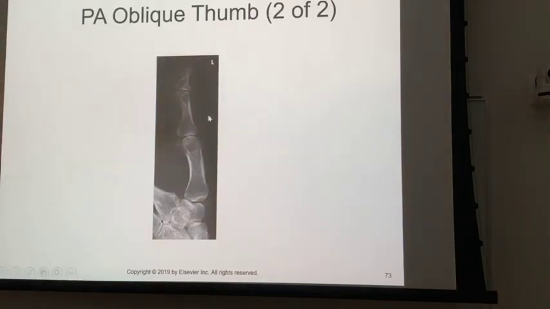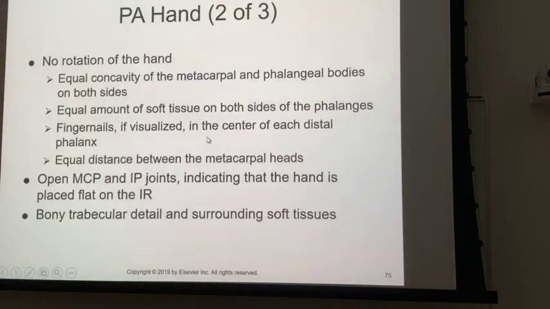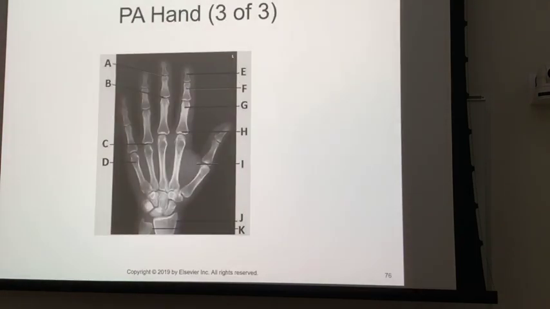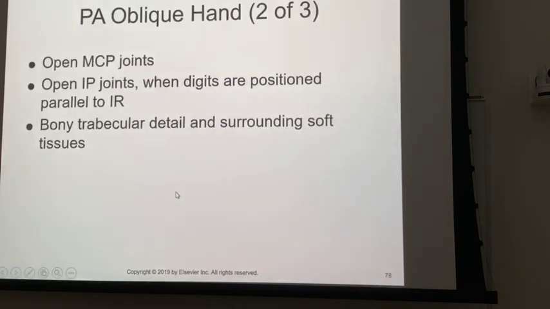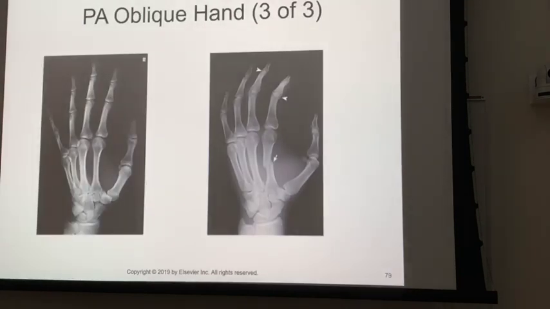Oblique, pretty unremarkable. PA of the hand, nice PA of the hand. Just make sure that you don't neglect the thumb. Make sure you include the distal portion of the radius and the ulna. So two different obliques. This might be a little bit more of a PA than an oblique.